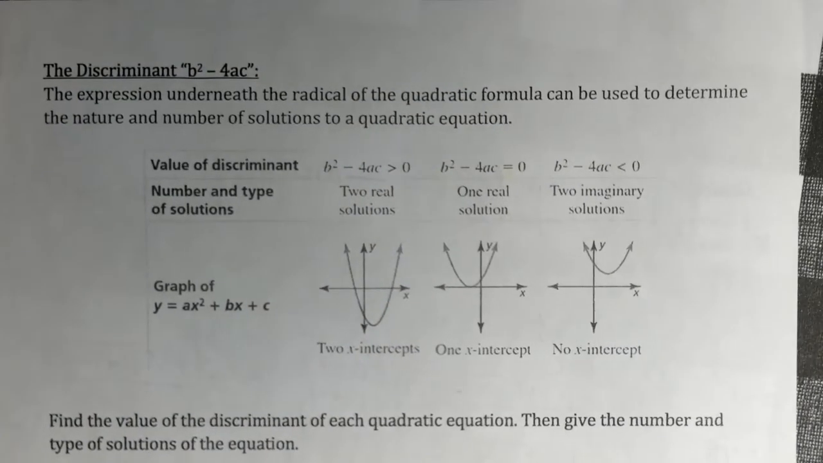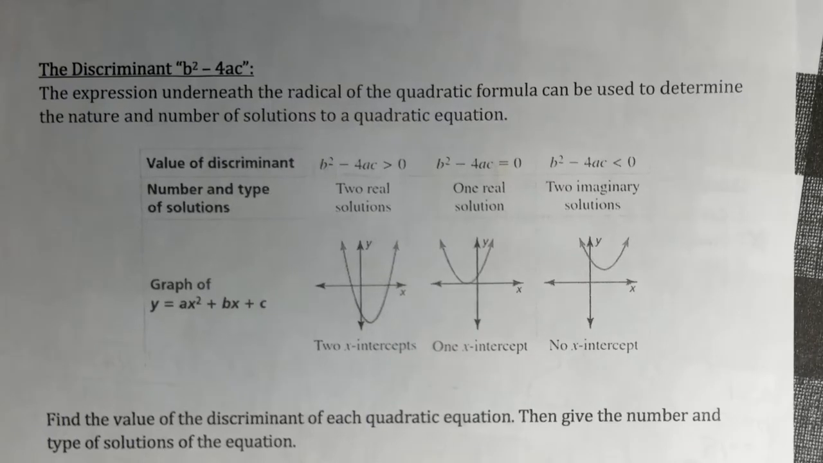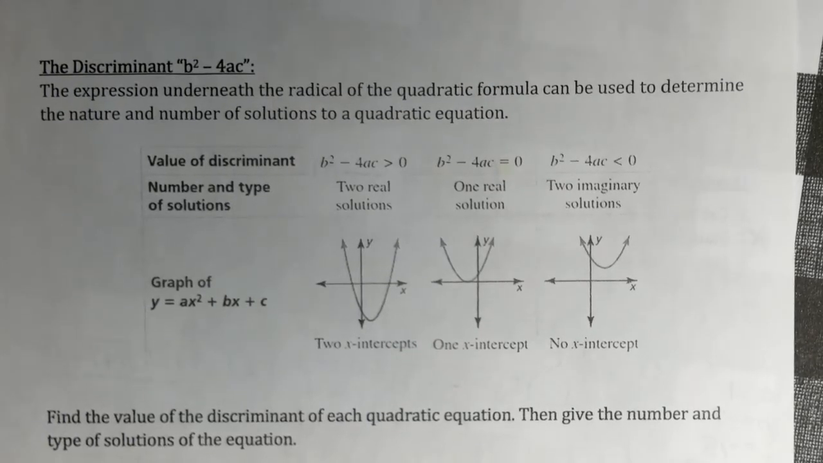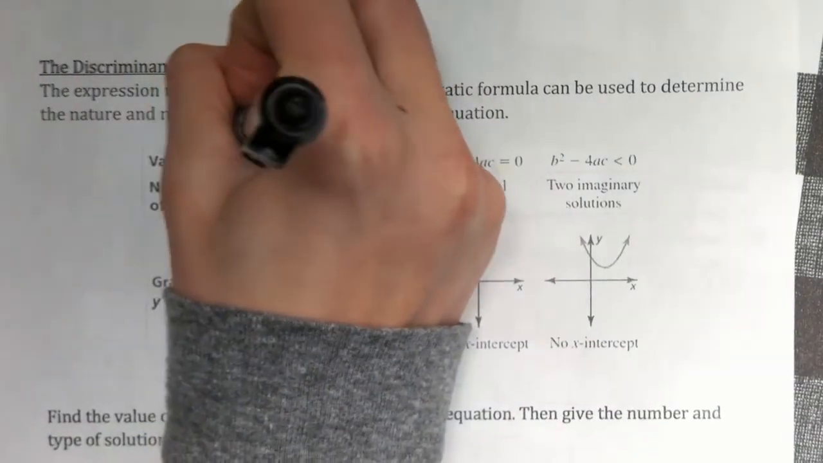Alright, so that was solving using the quadratic formula. Now we're going to look at the piece that's underneath the radical. Okay, that b squared minus 4ac that's underneath the radical is called your discriminant. And that can tell you how many and what type of solutions you have. Now when I say solutions here, I'm talking about your x-intercepts.